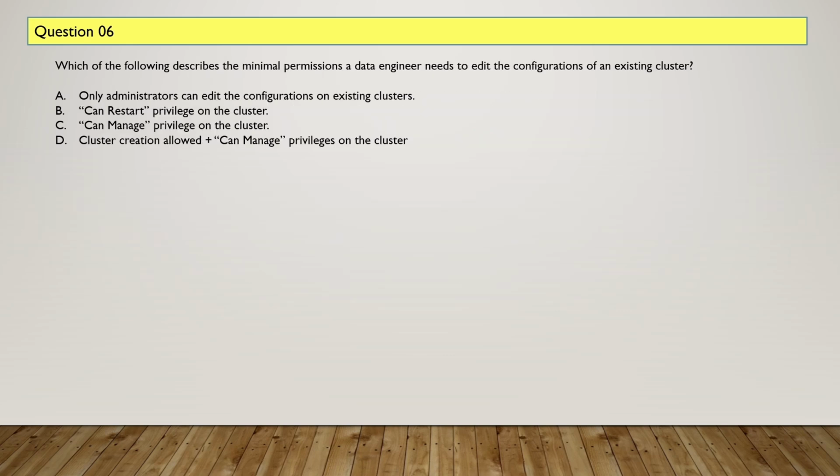The next question is one of the most important questions. It can be asked in multiple ways and multiple scenarios, so look at the English carefully. Which of the following describes the minimal permission a data engineer needs to edit the configuration of an existing cluster? We have to focus on editing the configuration of the existing cluster as well as the minimal permission. Here the answer is the Can Manage privilege. Let's understand why.